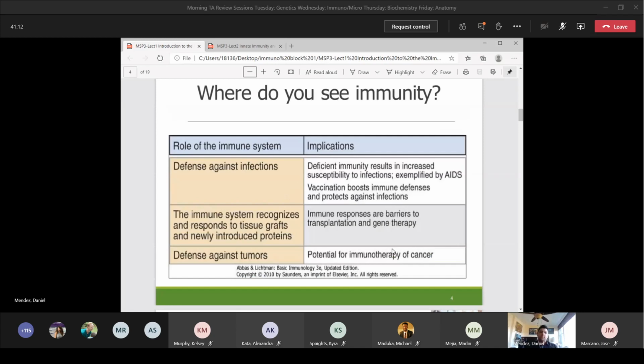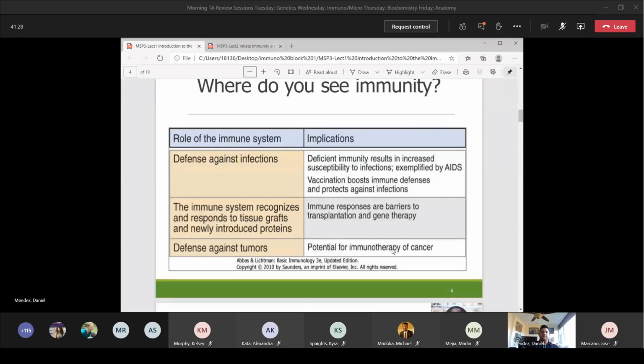Most of her tables for Dr. Pross you don't fully need unless they're a summary table. So this one, where do you see immunity? This one's pretty straightforward. It's kind of common sense. She's not going to ask you any sort of specifics on this relating to immunotherapy or AIDS or anything like that.